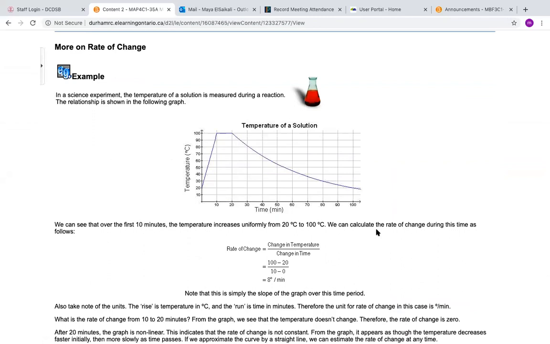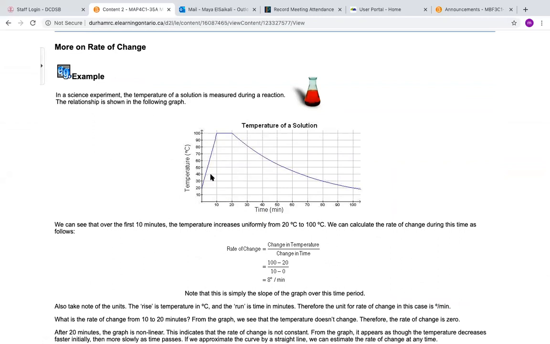All right, so in the science experiment, the temperature of a solution is measured during a reaction. The relationship is shown in the following graph. We can see that over the first 10 minutes, the temperature increases uniformly from 20 degrees to 100 degrees.